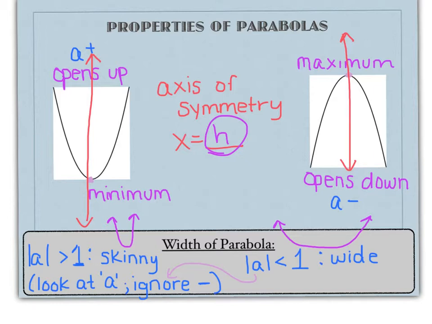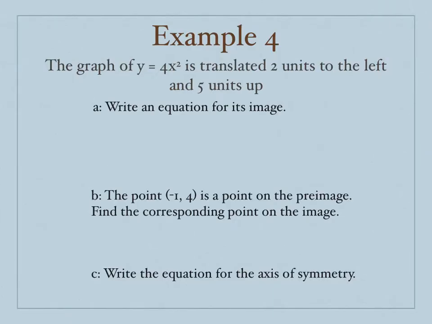A lot of information on this slide. Make sure you have it all copied down, and we'll practice it in just a minute. I think I have some examples in here. The graph of y equals 4x squared is translated 2 to the left and 5 up. Right is your h value, and left is negative on the coordinate plane, so my h value is negative 2. 5 up, that's your k value, so k is equal to positive 5.